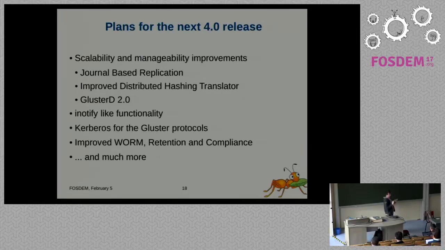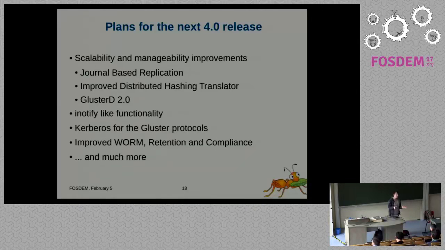Hopefully this summer we'll get Gluster 4.0. The first talk this morning was from Kaushal about Gluster-D 2.0. Gluster-D is the management daemon. It's being rewritten in Golang, and it's one of the key components for Gluster 4.0. This rewrite is mainly done to improve scalability, so that we can address like 1,000 Gluster servers more efficiently than we can now.